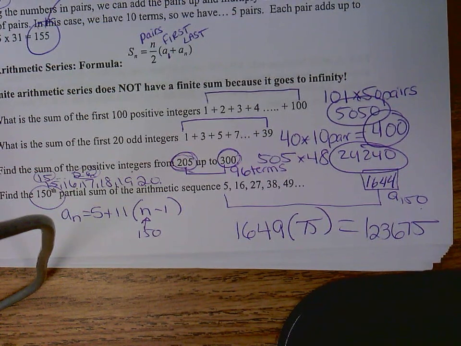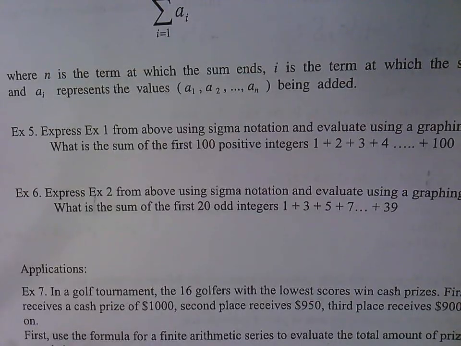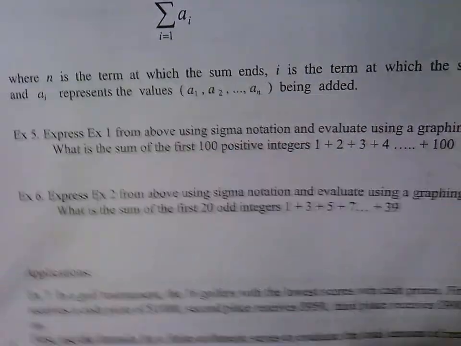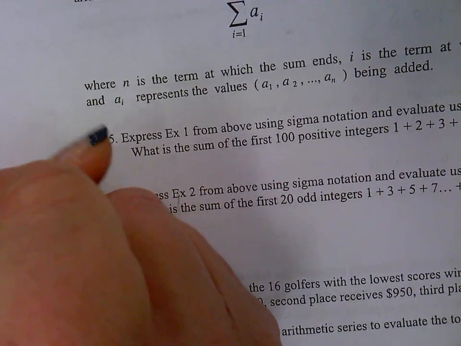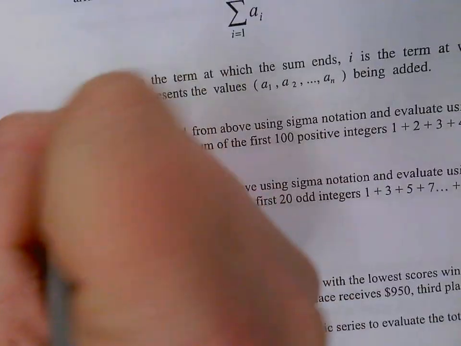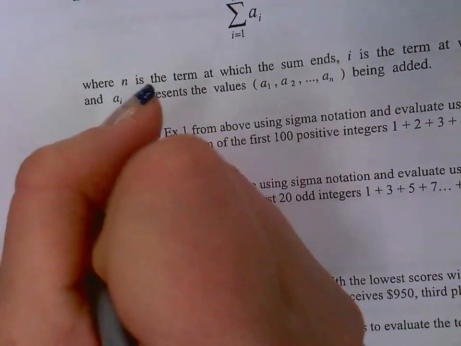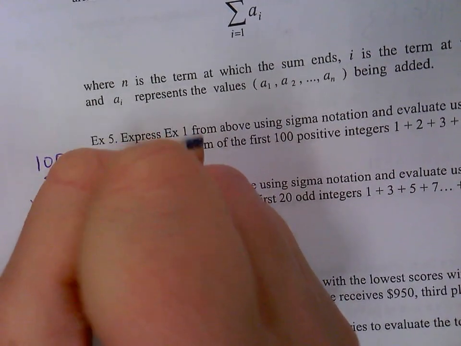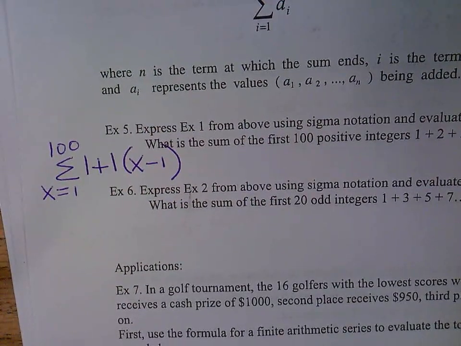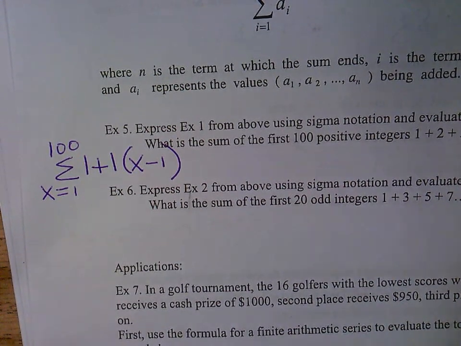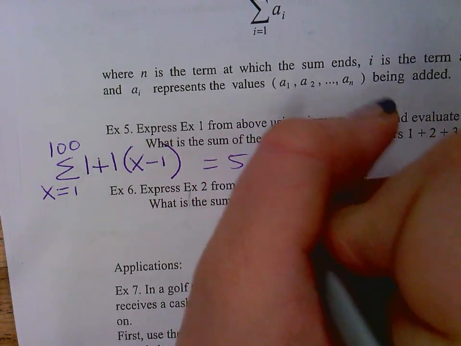And there's one last formula for sigma notation we used. So I don't have a lot of room to write it. I'm doing the sum. I'm going to use x. x goes from 1 to 100 of 1 plus 1 times x minus 1. That's what we just typed into our calculator, right? And then we said the sum was 5050. We know the sum was 5050.